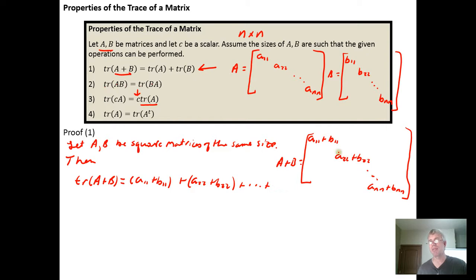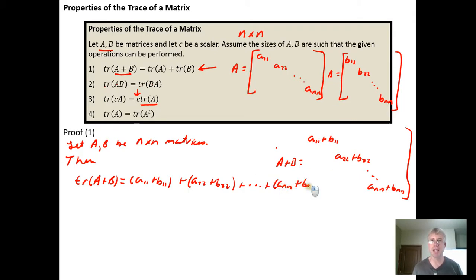We don't know how many elements are going to be on the diagonal, but if these are n by n matrices, then we probably should even say that here. Let A and B be square matrices of the same size; we could say this even better. We could just let A and B be n by n matrices, and that takes care of that. It helps justify the use of n in these positions. So the trace is calculated by taking the sum of the elements on the diagonal, all the way through a_nn plus b_nn.